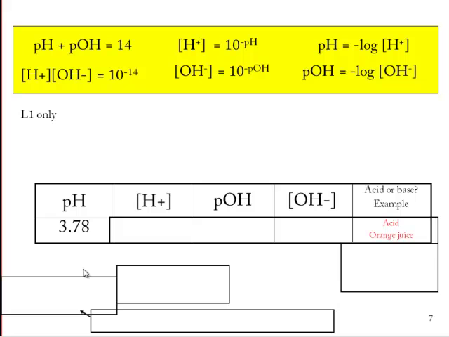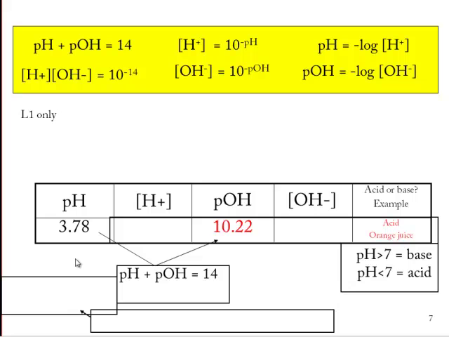And this is based on the knowledge that anything greater than 7 is a base, less than 7 is an acid. What's the easiest one to do next? I think it's pOH, because look, they add up to 14. I get 10.22. You should too. And that's because they add up to 14, so 14 minus 3.78 equals 10.22.